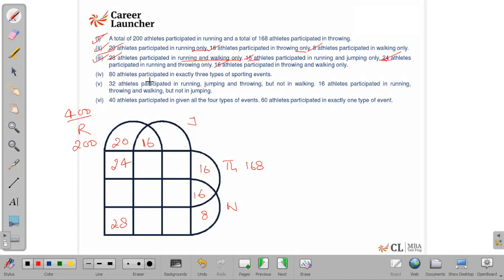Next, 80 athletes participated in exactly 3 events. So exactly 3 is 80. 32 participated in running, jumping and throwing but not walking. This is 32. Running plus jumping plus throwing but not walking. 16 in running, throwing, walking but not jumping, so this should be 16. This is outside jumping.